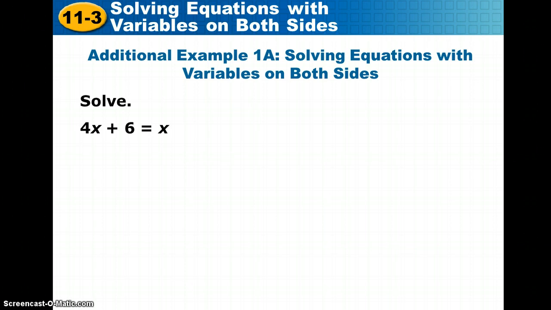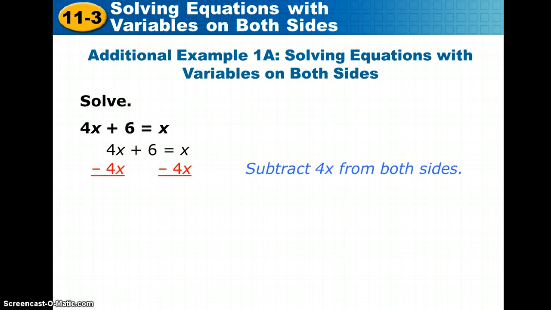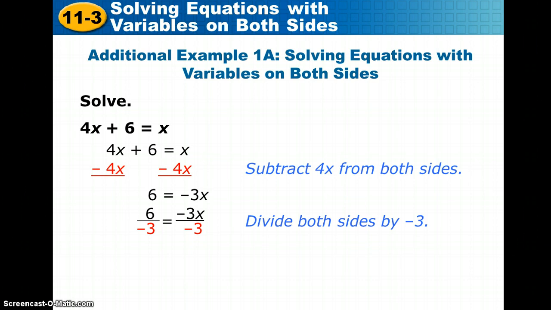Notice in this example, we do have x's on both sides, so we need to move the x's all to one side. So in order to do this, I can simply subtract 4x from the left-hand side. But if I subtract from the left-hand side, I must also do it to the right-hand side. So the x's on the left cancel out, leaving me 6 on the left side. A positive x minus 4x would leave me with a negative 3x. And to finish this, simply divide by the number that is stuck to the variable. In this case, it's a negative, so I must divide by a negative 3 on both sides, and that will give me a result of x equals negative 2.